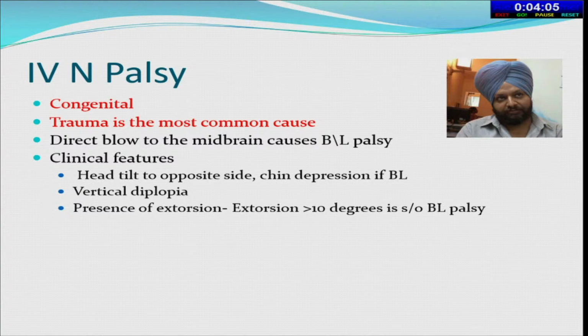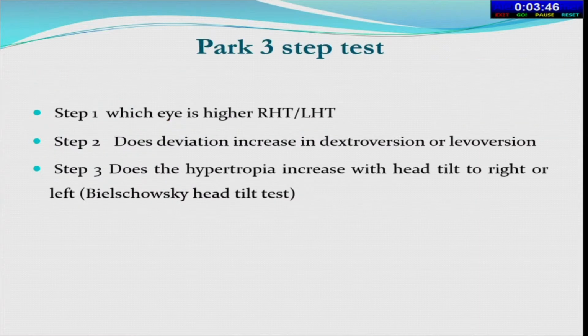Clinical features include head tilt to the opposite side if it's unilateral, while chin depression if it's bilateral. The patient will predominantly complain of vertical diplopia if it's unilateral, but torsional diplopia will be seen in bilateral cases. There will be presence of extorsion. So it's a common thing that during your examination you have to demonstrate the Parks three-step test, or you should always look for these cases, because it's a good test to identify the cyclovertical muscle limitation, right?